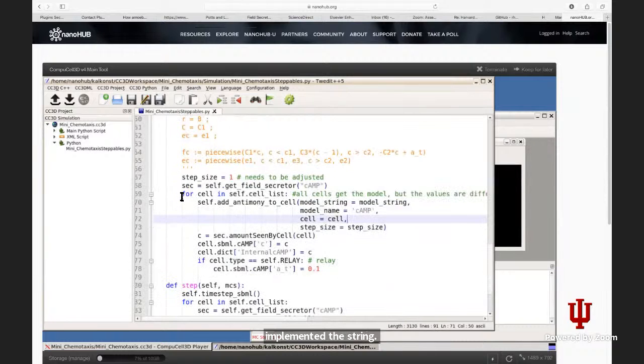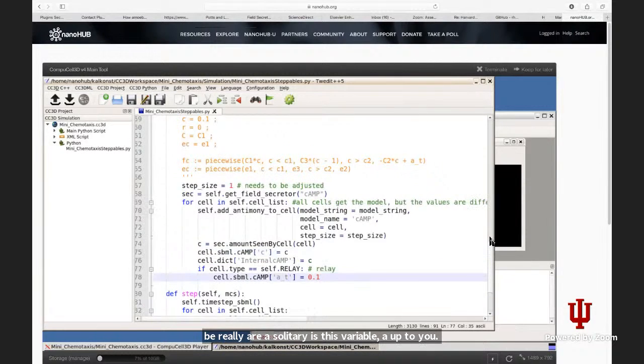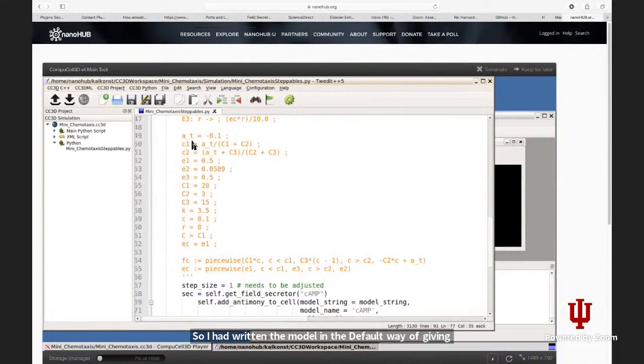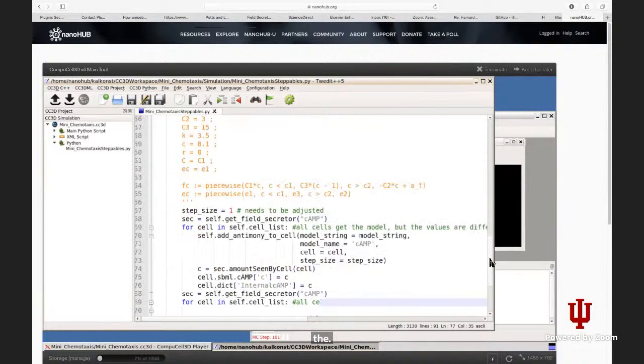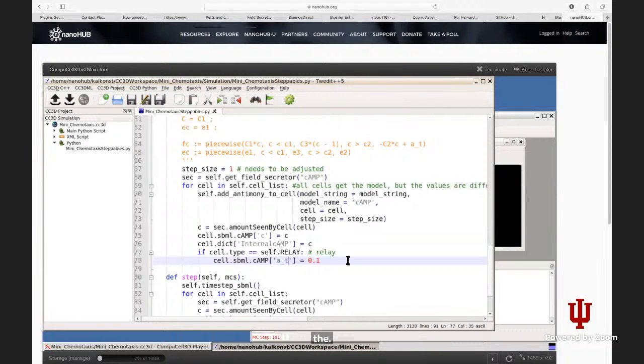So then what I ended up doing is that I added this model to each cell and then defined the initial cyclic AMP concentration based on how much cyclic AMP the cell contained. So those are these 2 lines. That's this line of code here. And what determines whether a cell is going to be relay or oscillatory is this variable A of t. I had written the model in the default way of giving the negative value for an oscillatory cell, but then here I override that if the cell is supposed to be relay.